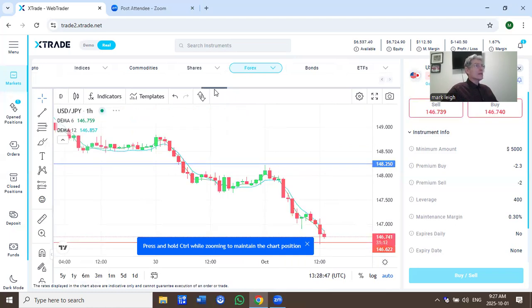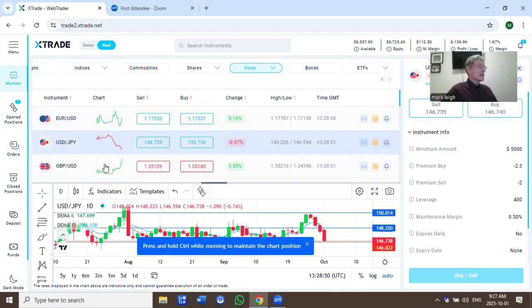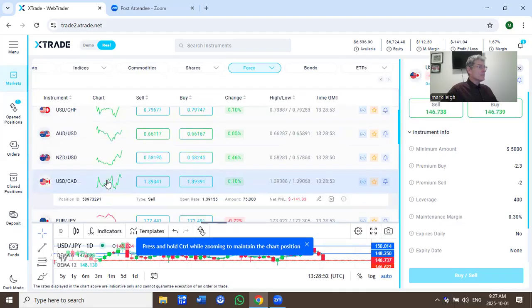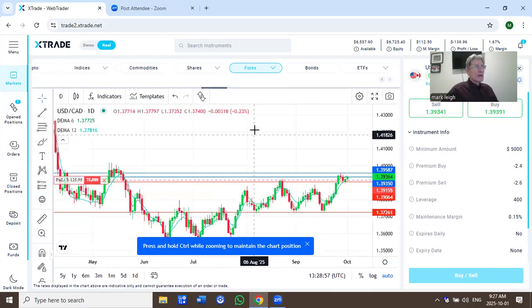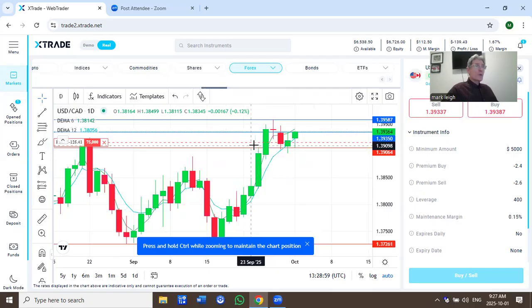Let's look at the US against the Canadian. This is the one major where the US is strengthening against the Canadian, a different pattern to the other three so far. I've got support today at 139.06 and resistance at 139.35. That's buying US dollar, selling Canadian.